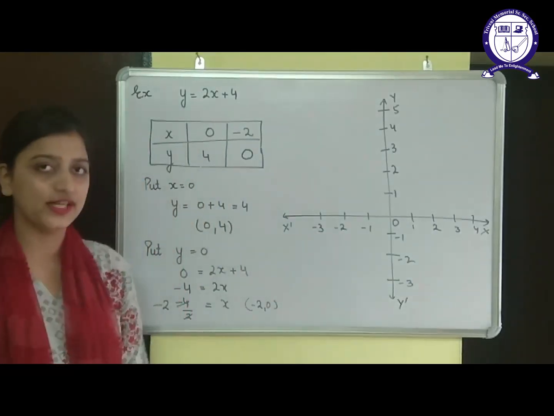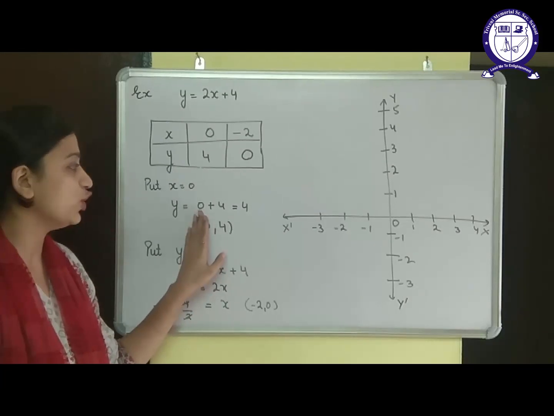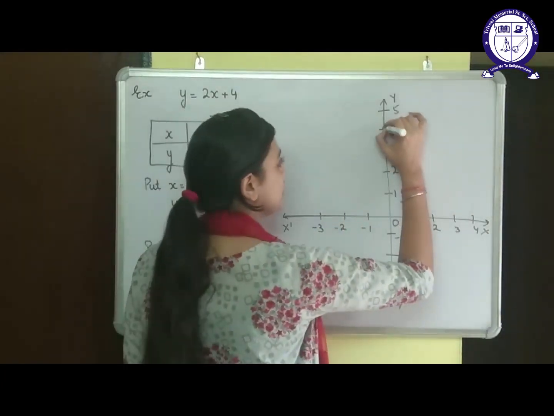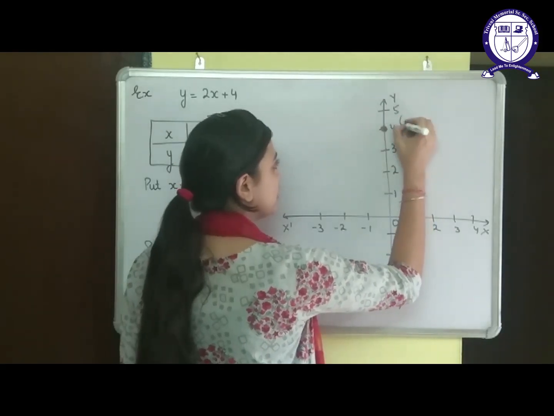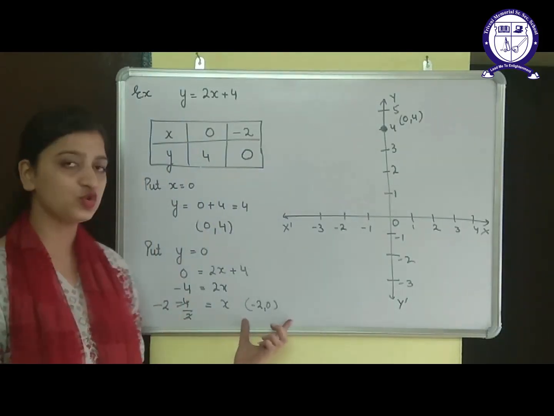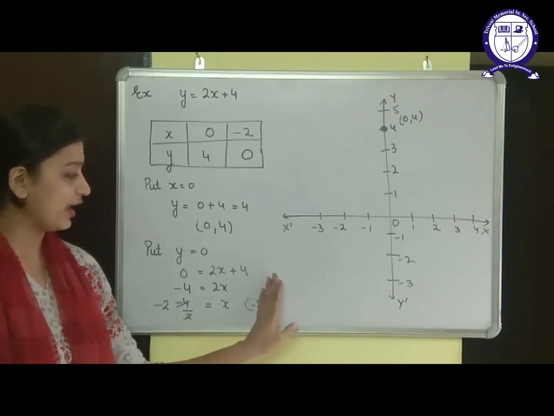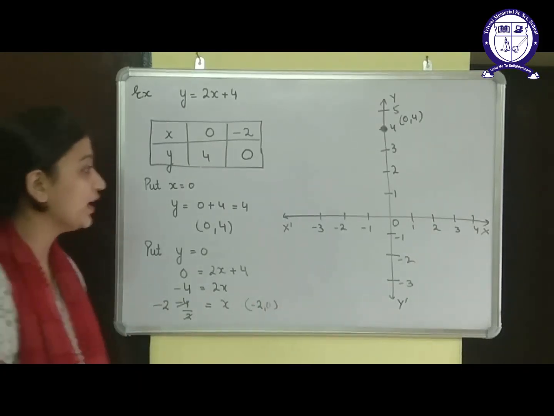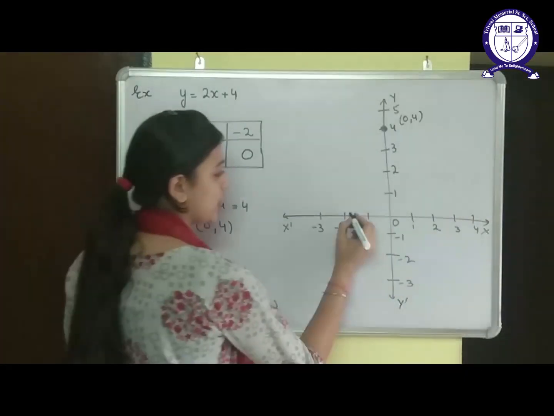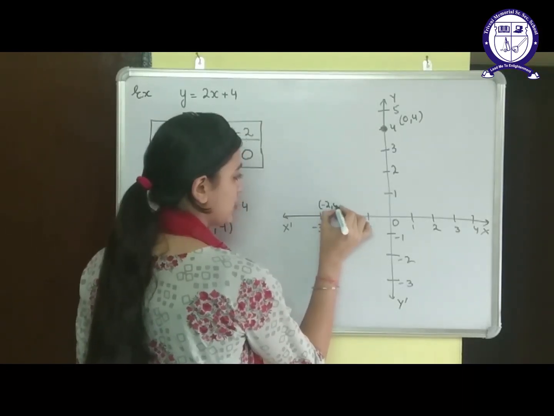Okay, this is my coordinate system. The first point is 0, 4. Again, the value of x is 0, ignore it. And the value of y is 4. So this point is 0, 4. Second is minus 2, 0. y is 0, x is minus 2. Ignore y. It will be x equals to minus 2. Where is x equals to minus 2? x is minus 2 at this point. So it is my minus 2 comma 0.